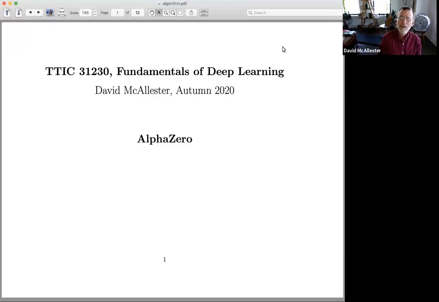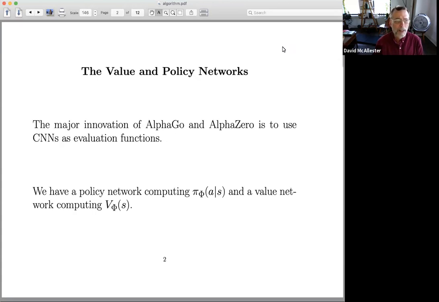Hi, in this unit, I'm going to go through the details of AlphaZero. This is something I brushed over quickly in the last unit. So the major innovation of AlphaZero over what had been done previously on Monte Carlo tree search and the upper confidence tree algorithm, UCT, and various things. The major innovation with AlphaGo and AlphaZero is the use of deep convolutional networks.